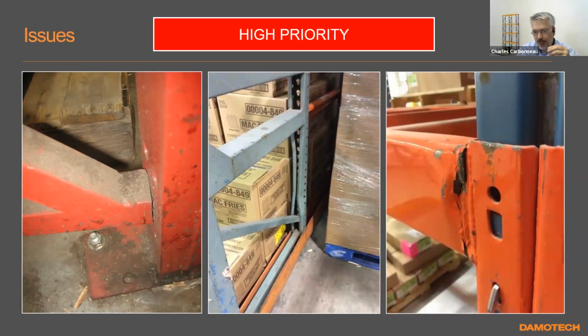Badly damaged beam, you can see the broken weld. So this became a high priority because when we inspected, it already had yellow tape. So it used to be an unload, and now it was a high priority.